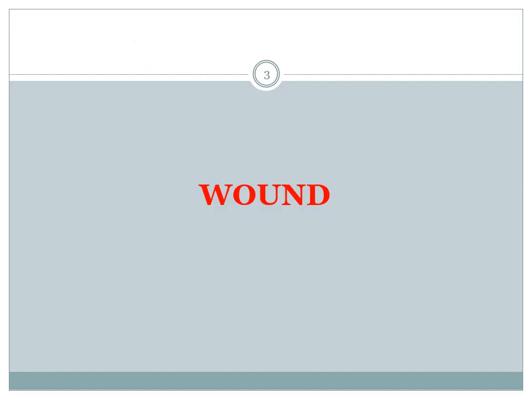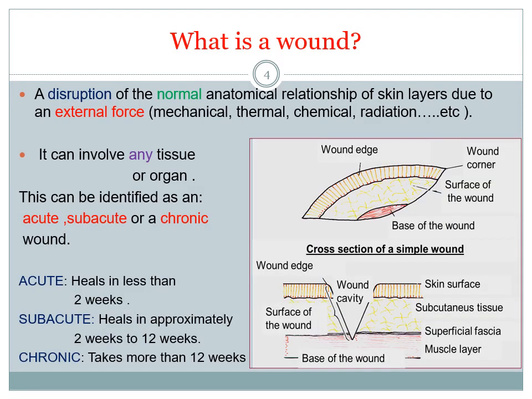Now, what is a wound? A break in the continuity of the skin integrity or disruption of the normal anatomical relation of skin layers due to an external force, whether mechanical, thermal, chemical, or radiation. It can involve any tissue or organ, and it can be identified as an acute, subacute, or chronic wound.